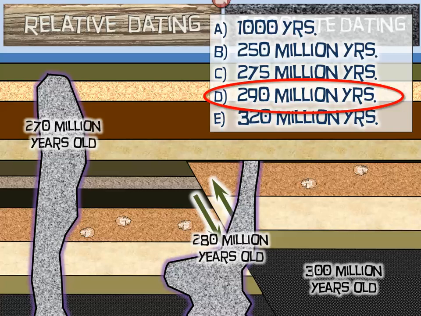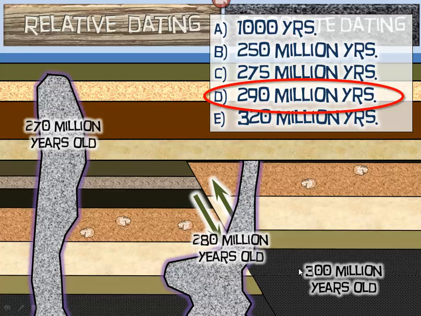Obviously, the fossils must have come after the basalt was laid down, because basalt had to be there before you had these other layers. So if it's after basalt, it must be just a little bit younger than 300 million years old.